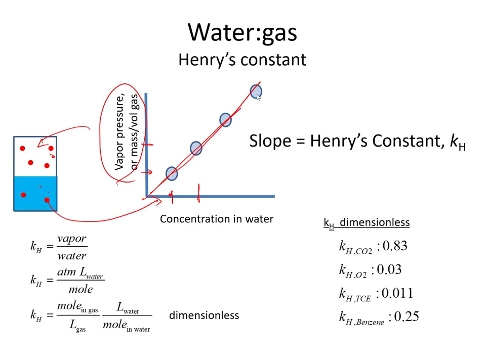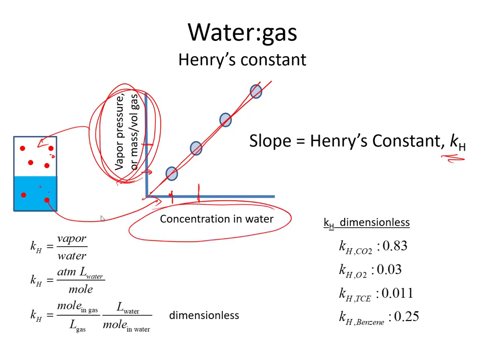And this slope then is what we call Henry's constant. And Henry's constant relates the vapor pressure or the concentration of a compound in the gas to the concentration dissolved in water when the gas and the water are in equilibrium. Okay, so Henry's law constant, K_H, is going to be a measure of the ratio of concentration in vapor to concentration in water. And this ratio is defined when it's in equilibrium.